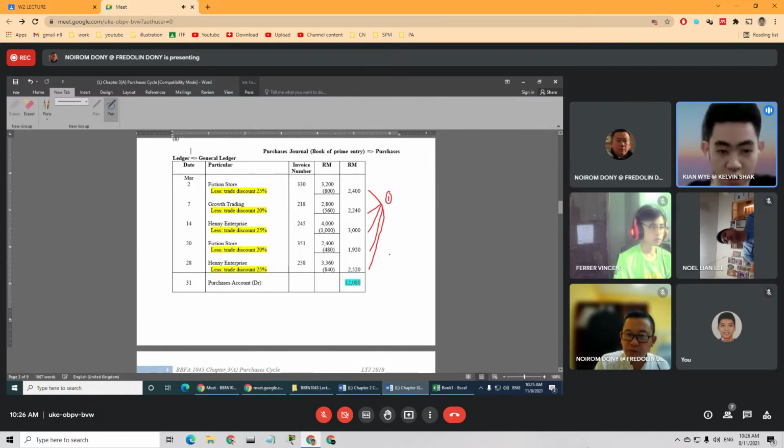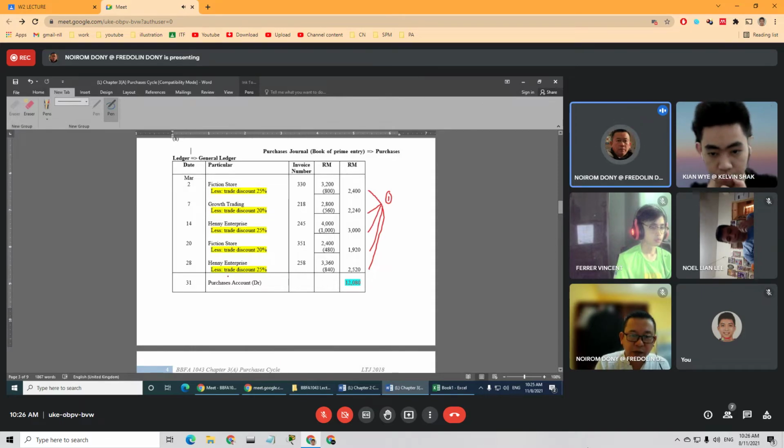Do we also need to highlight? No, no need to highlight this one. This one is your answer. You just do your answer according to this. No need to highlight.